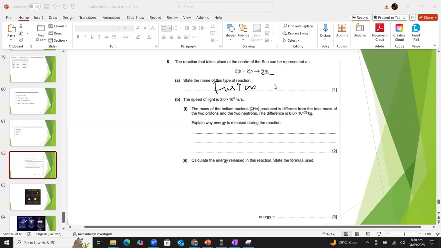So you can write here, beta, that in this fusion reaction, mass will be converted into the energy according to this formula. E is equal to mc square. E equals to mc square. Mass is converted into energy.